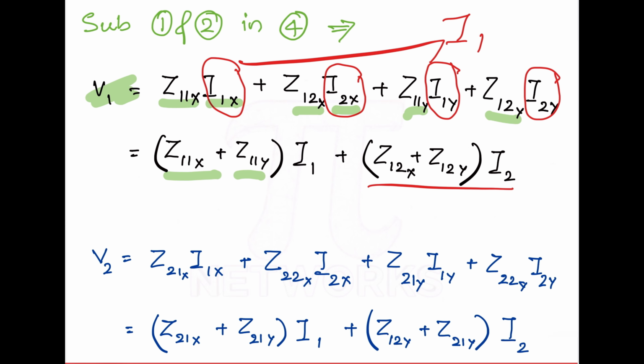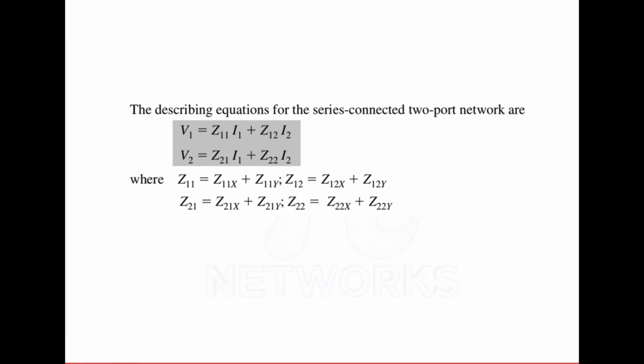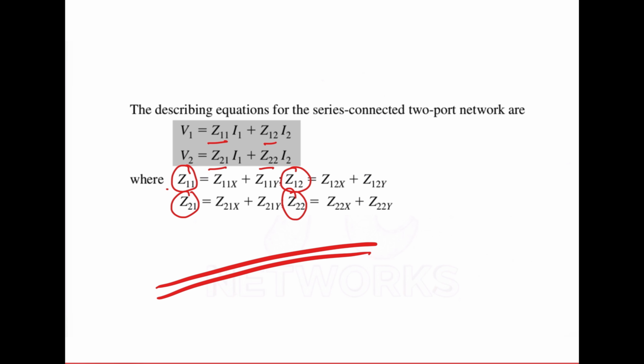Similarly, substitute in the equation for V2, and finally we get an expression. Now we have V1 and V2 in terms of Z11X, Z11Y, Z12X, Z12Y, Z21X, Z21Y, Z22X and Z22Y. So this is the final answer for this question. That is, replace the sum terms with single Z11, Z12, Z21 and Z22, and write what these Z11, Z12, Z21 and Z22 are. With this, the fourth module part B questions are covered. Thank you.